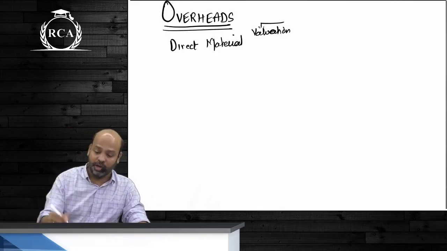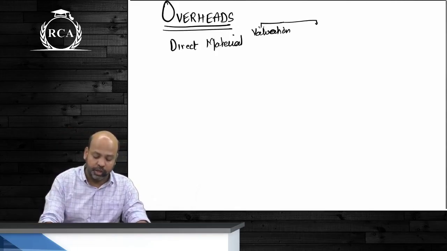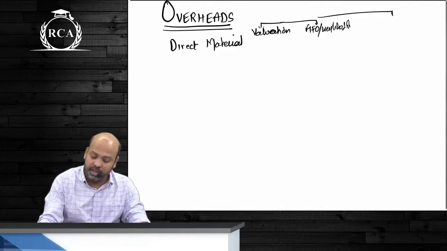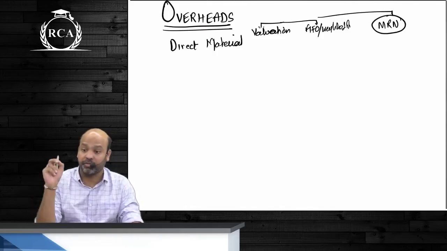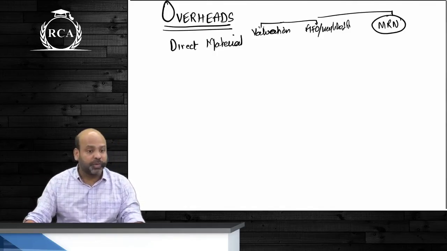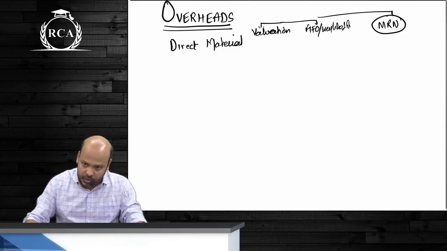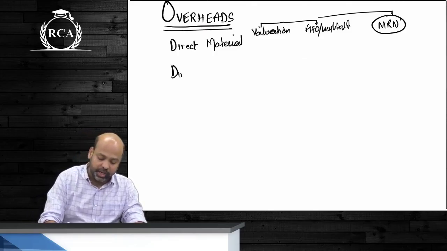Once we know how to value material, you will follow either the FIFO method or the weighted average method for pricing of material issues. Then there will be a material requisition note maintained that will tell us for which product a specific raw material was used. Will you be able to identify raw material cost with the end product? Yes or no?